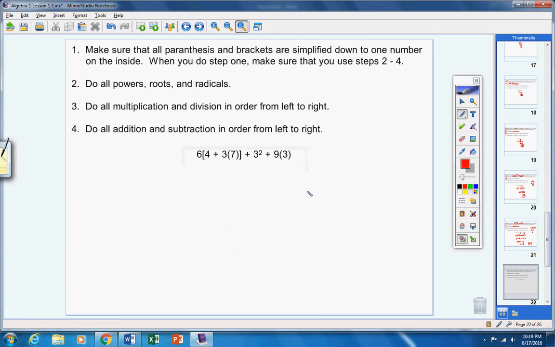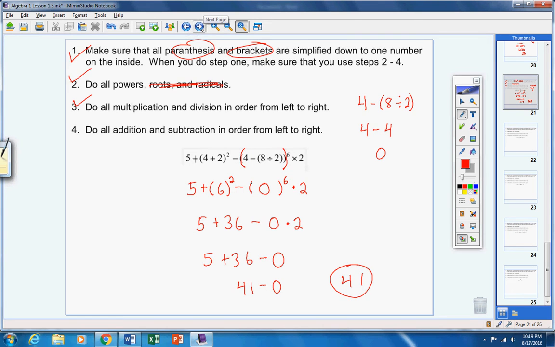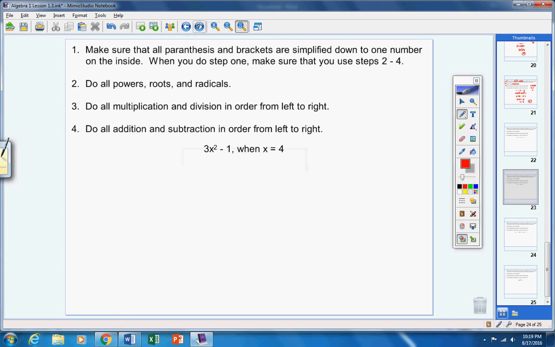Alright, let's try another one here. How many more do we have? This one, this one, this one, this one. So we have 4 more to do, so we're okay. 1, 2, 3, 4. 4 more problems.